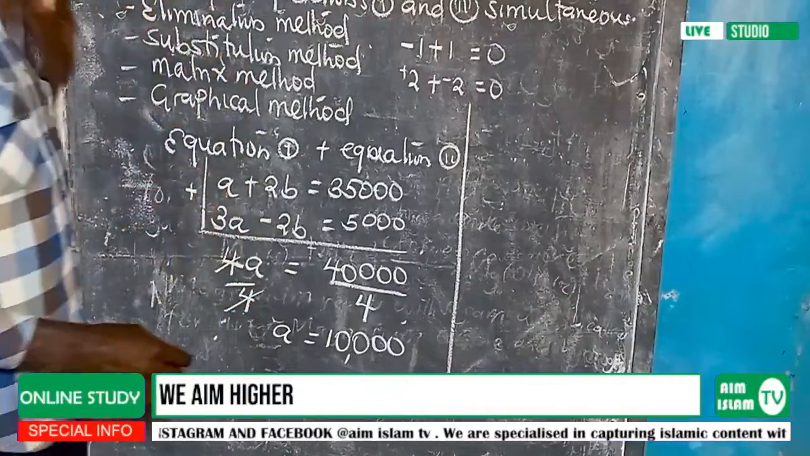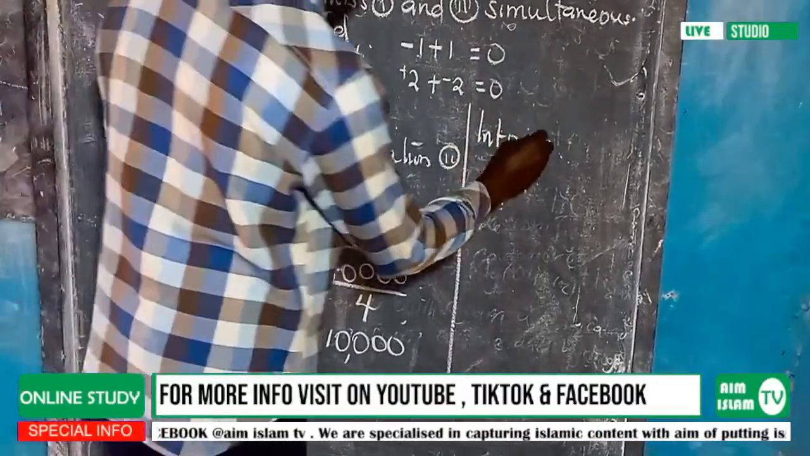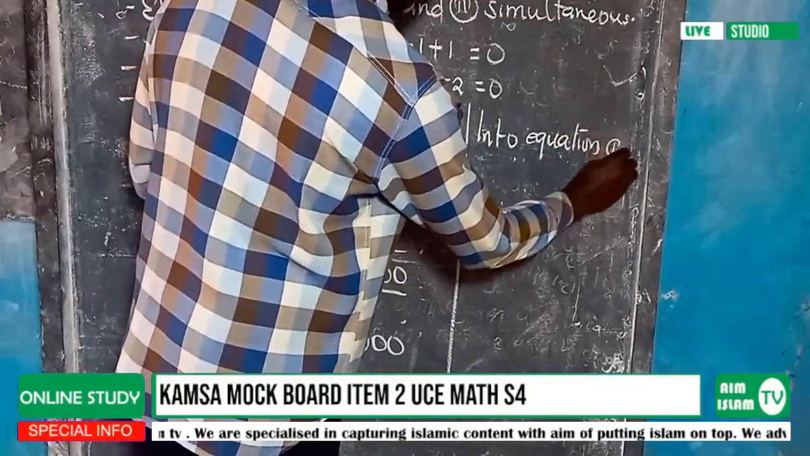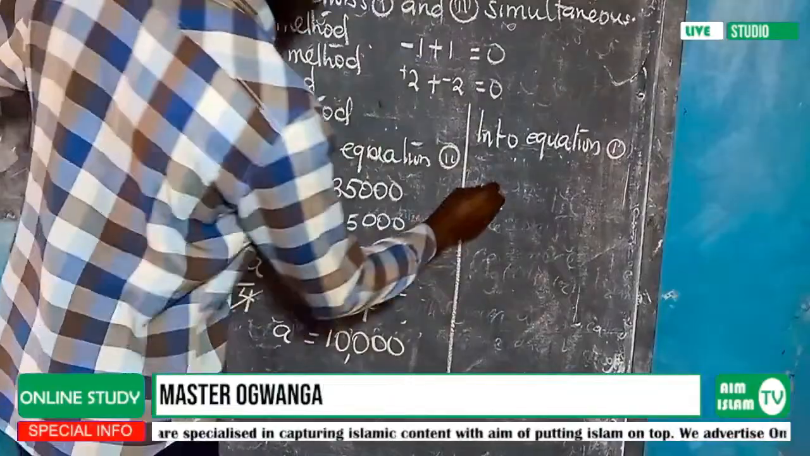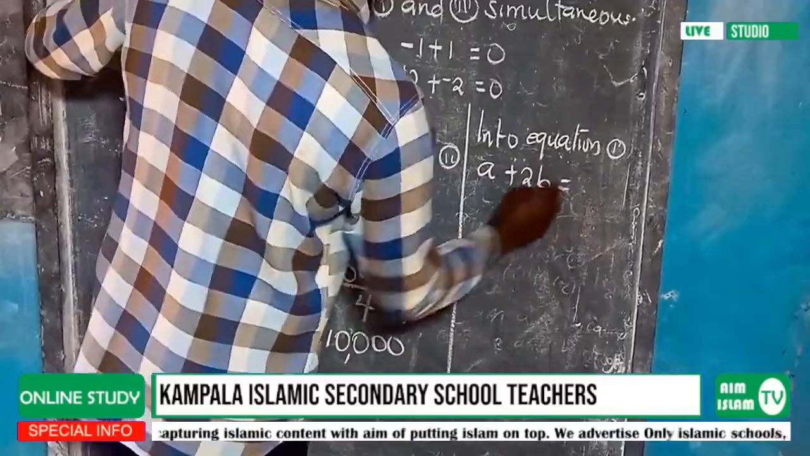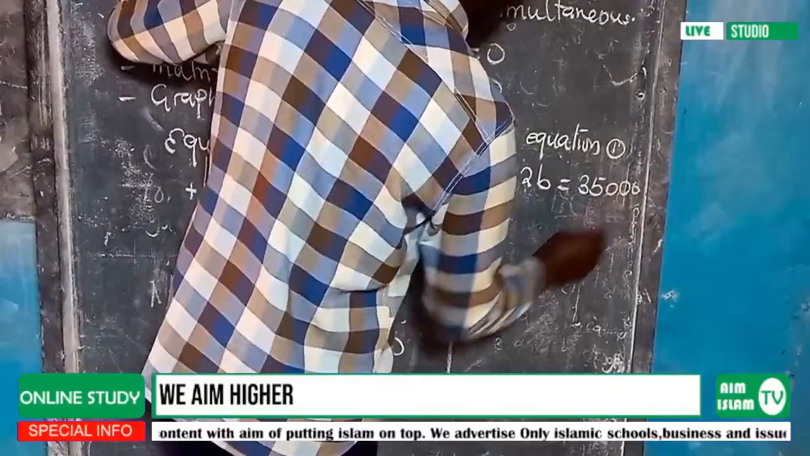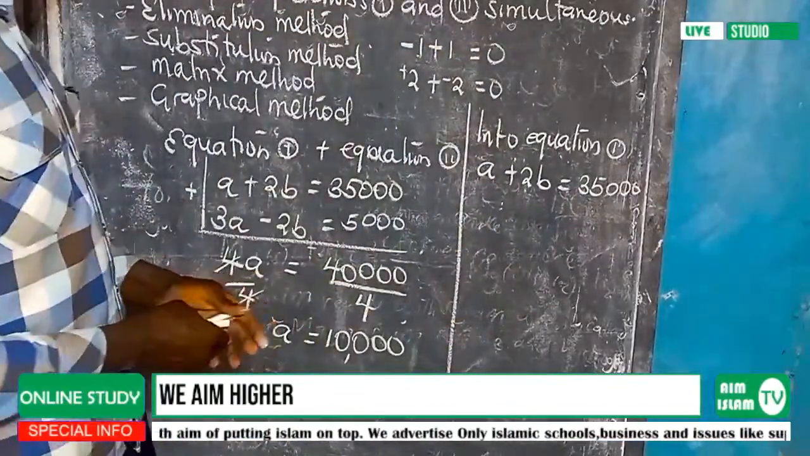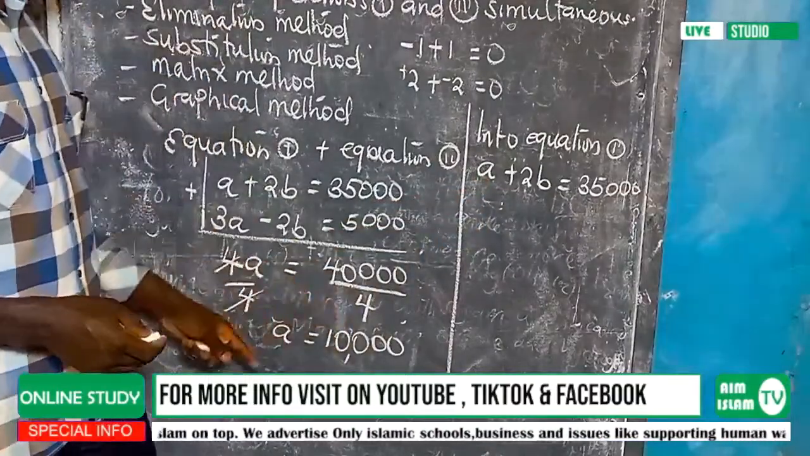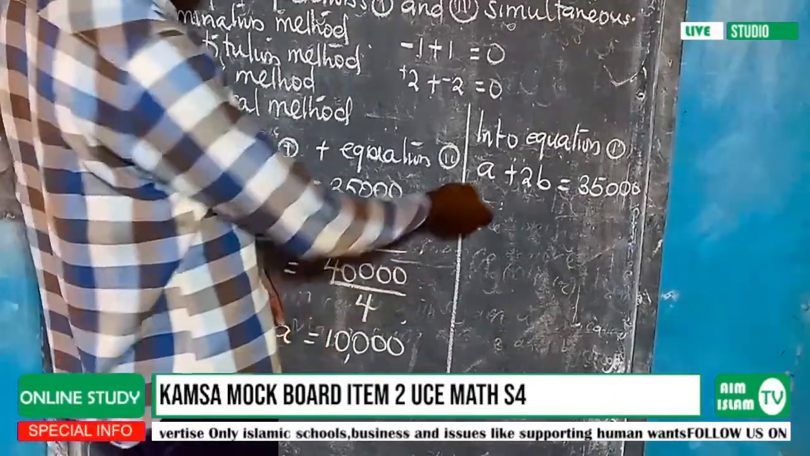I am going to use the same a to find the value of b. For example, if I substitute into equation 1, our equation 1 was a plus 2b equals 35,000 shillings. But we already have the value of a, which means I am going to substitute the same a we have got here, which is 10,000, into equation 1.